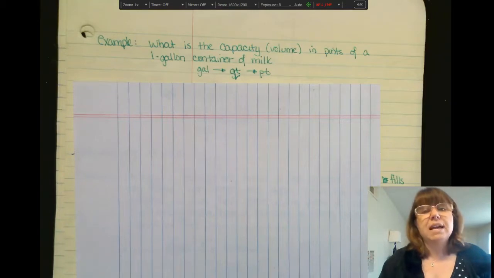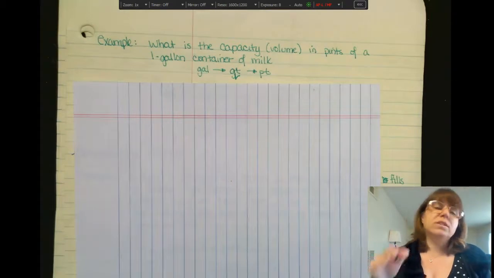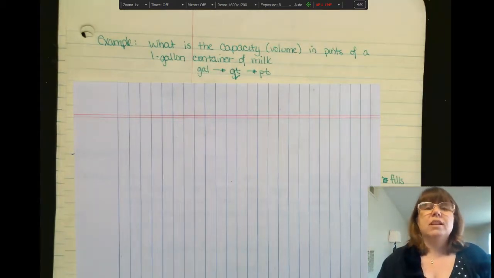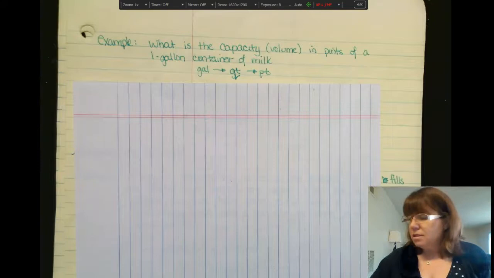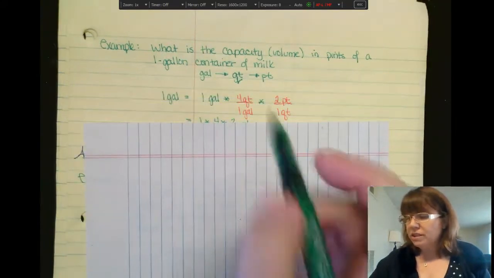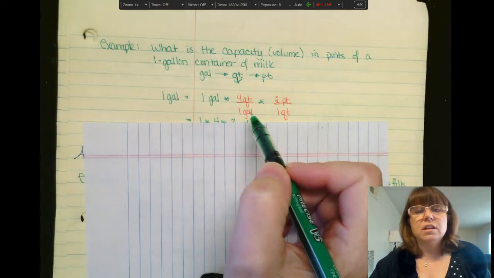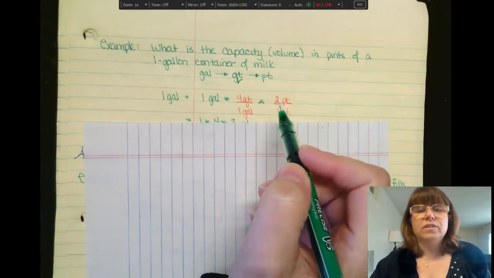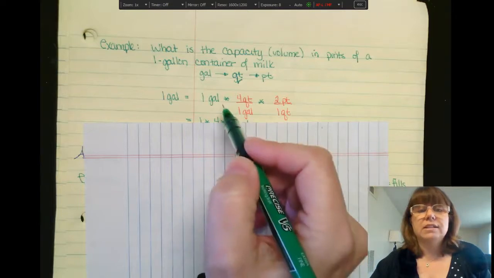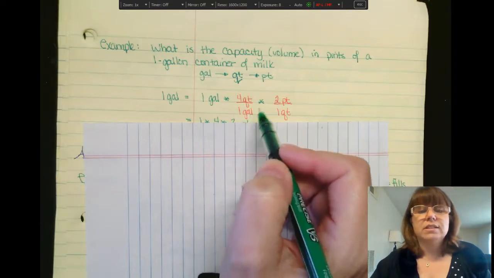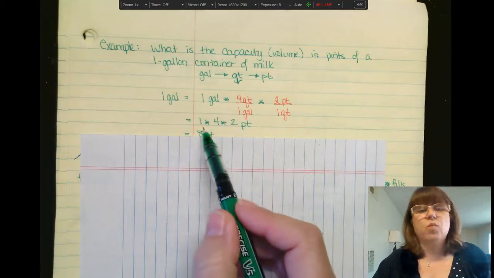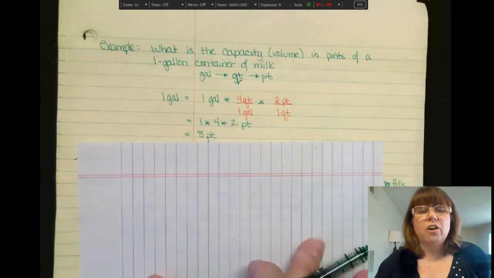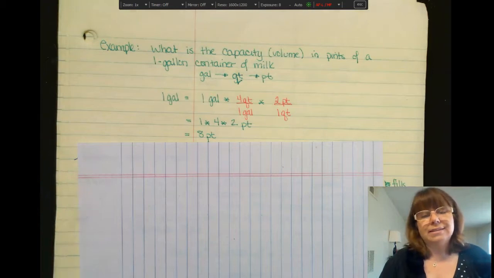Let's consider what the capacity or volume in pints of a 1 gallon container is. It doesn't matter what it holds, we'll just say it holds milk. So 1 gallon, I can go gallons to quarts to pints. So 1 gallon is equivalent to 4 quarts, and 2 pints is equivalent to 1 quart. So 1 gallon times 4 quarts to 1 gallon, times 2 pints to 1 quart. The gallons will cancel out, the quarts will cancel out, and I have 1 times 4 times 2 pints. So there are 8 pints in 1 gallon.